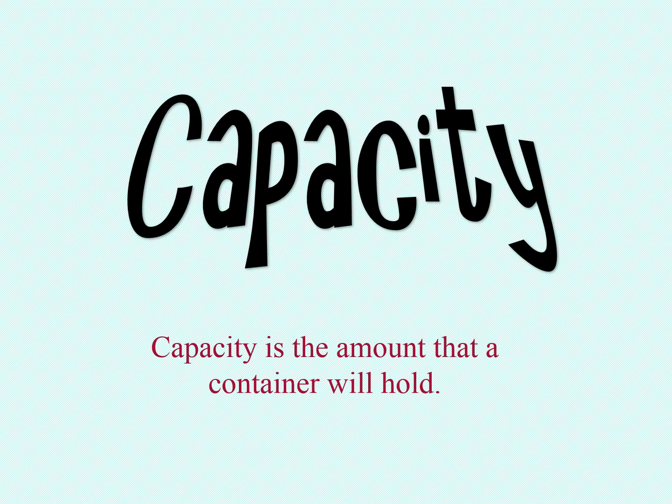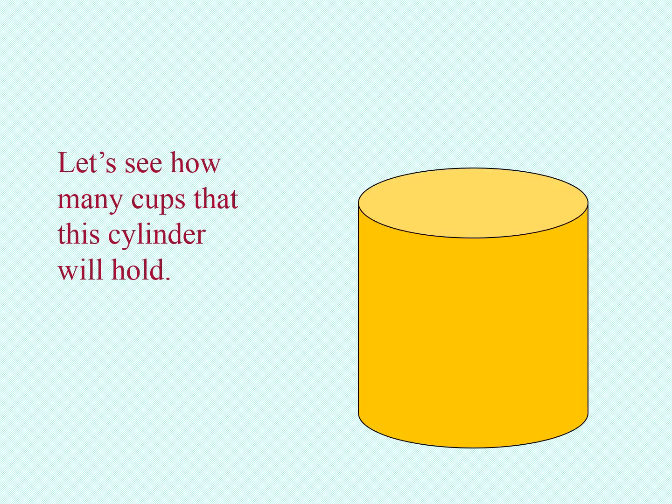So, kanina dun sa volume, the amount that a container will hold in cubic units. While capacity, it is only the amount that a container will hold. For better understanding of the difference between volume and capacity, meron tayo ditong cylinder and box. So, unahin natin yung ating cylinder.